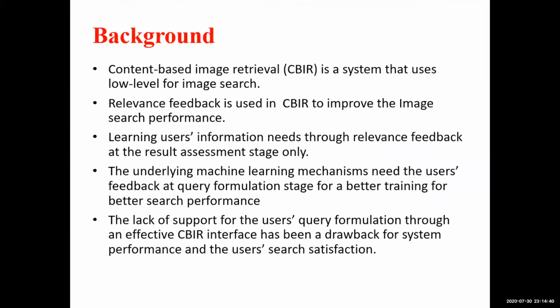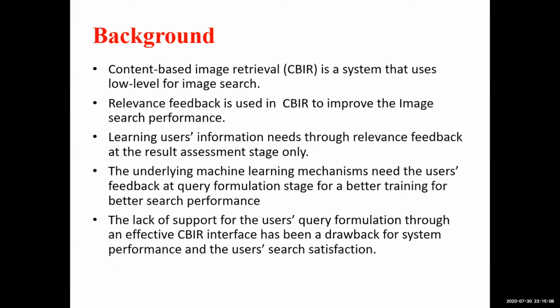It is a system that uses low-level features, as opposed to traditional concept-based approaches that use metadata such as keywords, tags, or descriptions associated with those images. But content-based image retrieval uses low-level features like color, shapes, texture, or any other information that can be derived from the image itself.